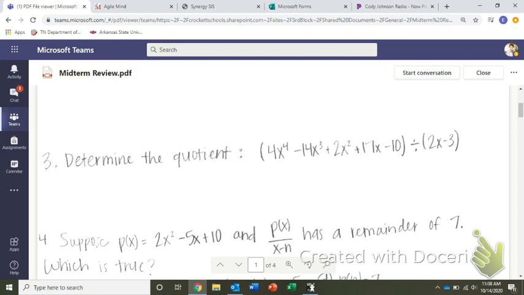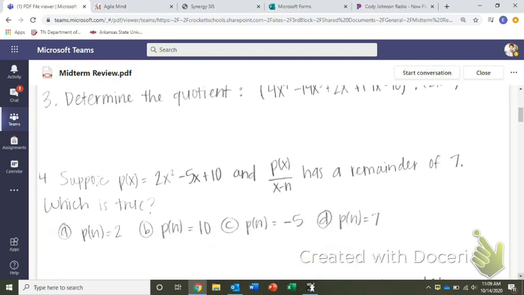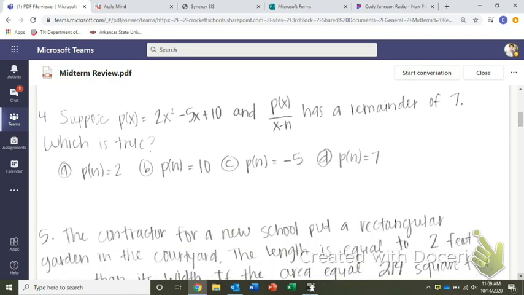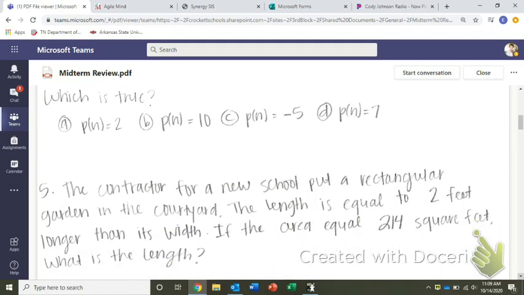All right, so on number 4, I want to omit that. I just forgot to mark it out. We have not learned that yet. So number 5.